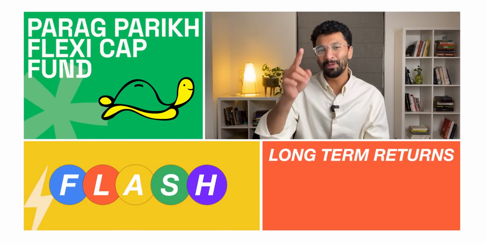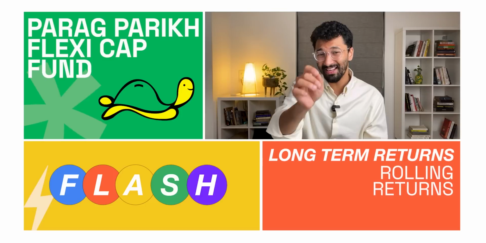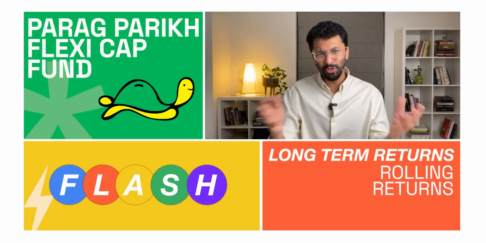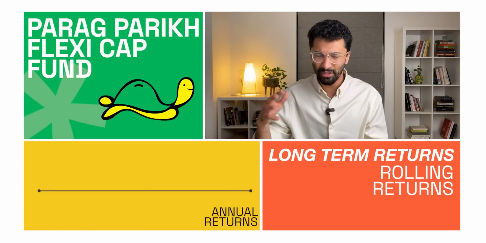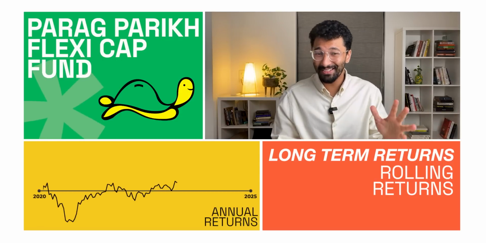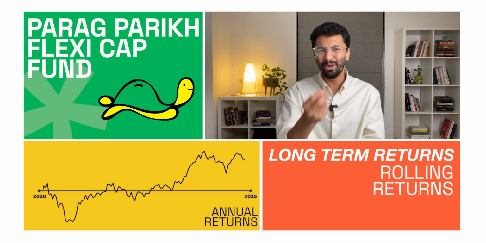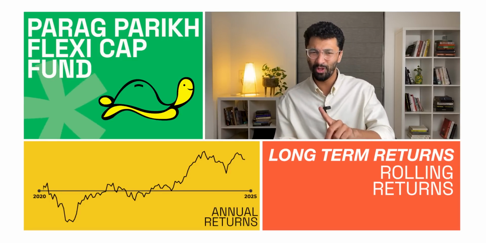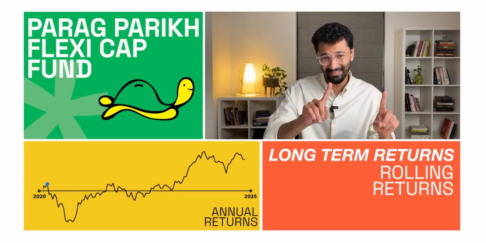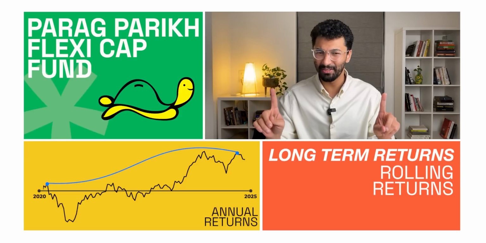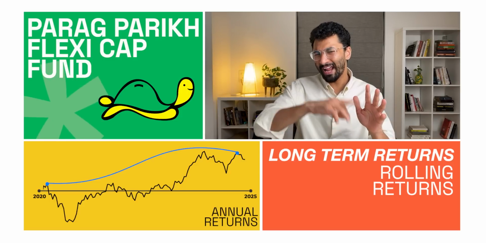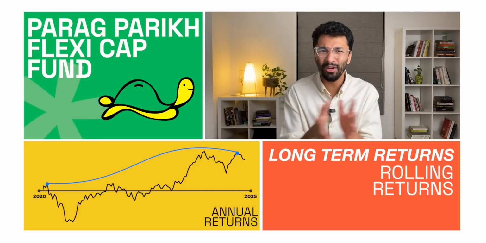Now let's dive into the L of our FLASH framework, which is long-term returns. And here I'm specifically looking at rolling returns, and I will share why. Most people only look at, say, 1-year returns or 3-year annual returns. And in such cases, when you're looking at annual returns or CAGR, you're essentially looking at only two numbers, right? The time when you first invested money and the last date on which you're checking the returns. The problem with that is what happens in the middle is not at all recorded.